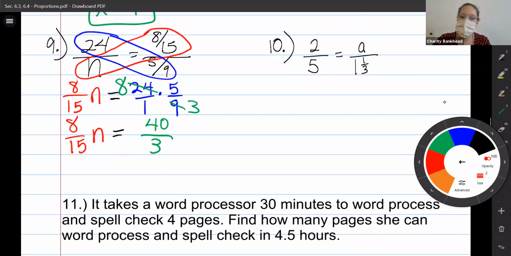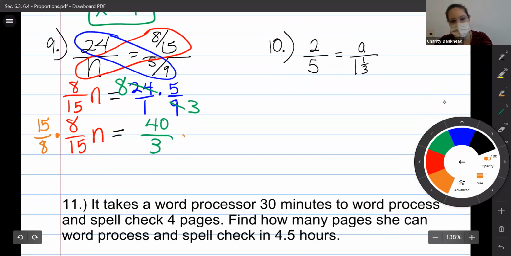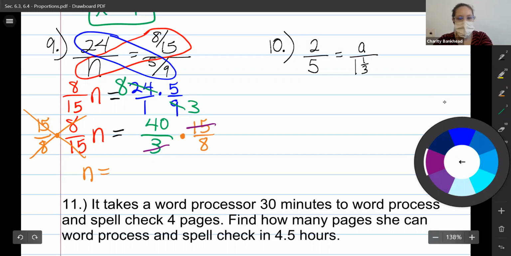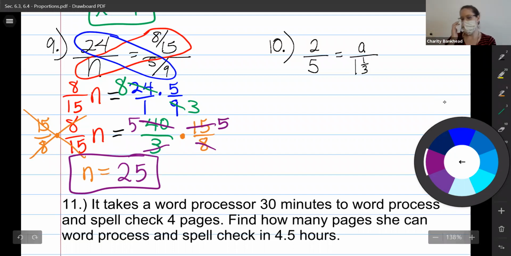All right, so to get n by itself, you could call it dividing by 8/15, but I know that's going to be the same thing as multiplying by 15/8. So I'm just going to go ahead and write it as multiplying by 15/8. All right, so that cancels out. So that'll just be n equals, and then let's see. 3 goes into 15 5 times, and 8 goes into 40 5 times. And 5 times 5 is 25. So therefore, n equals 25.